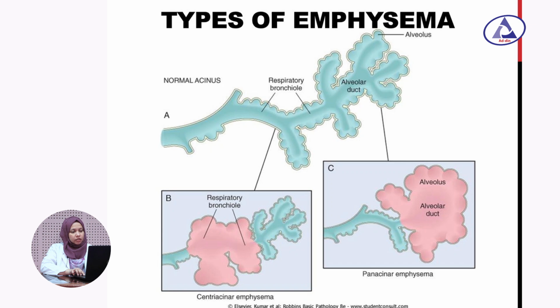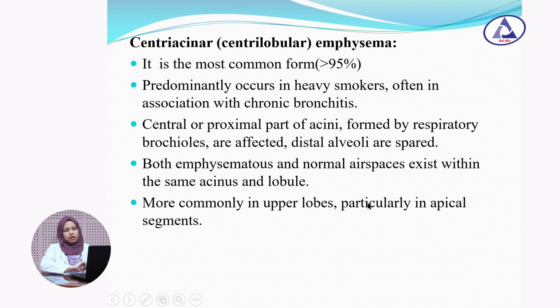This is a picture showing the normal acini. Here we can see the respiratory bronchiole, then there is the alveolar duct, then this portion is known as alveolus. In case of centri-acinar emphysema, the proximal portion of the acini is involved, but the distal portion is normal. Whereas in case of pan-acinar emphysema, the whole acini is involved.